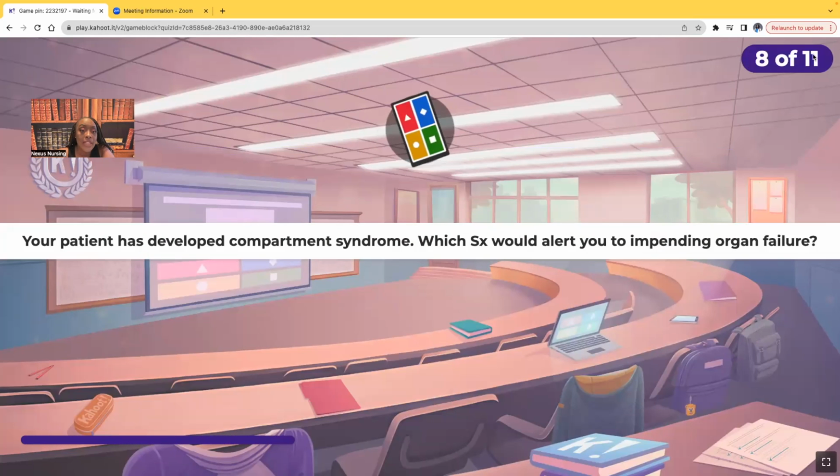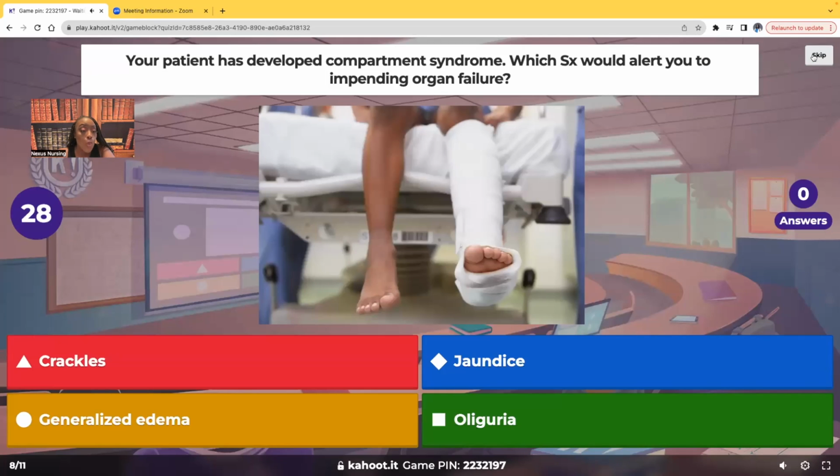Your patient has developed compartment syndrome. Which symptom would alert you to impending organ failure? Would it be crackles, jaundice, generalized edema, or oliguria? Your patient's developed compartment syndrome. Which symptom would alert you to impending organ failure? Oh, you guys are so wrong on the live. I hope you guys are doing better on the Kahoot.